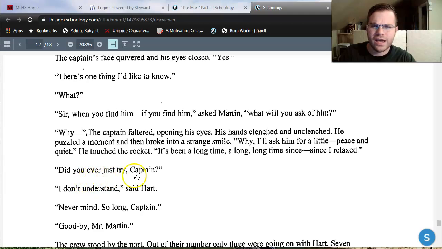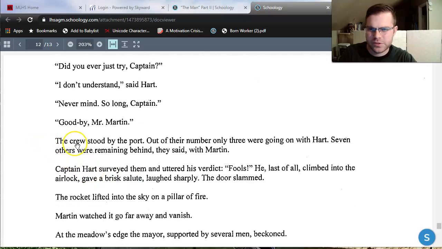Did you ever just try, Captain? I don't understand, said Hart. Never mind. So long, Captain. Goodbye, Mr. Martin. The crew stood by the port. Out of their number, only 3 were going with Hart. 7 others were remaining behind, they said, with Martin. Captain Hart surveyed them and uttered his verdict. Fools! He, last of all, climbed into the airlock, gave a brisk salute, laughed sharply. The door slammed. The rocket lifted into the sky on a pillar of fire. Martin watched it go far away and vanish.